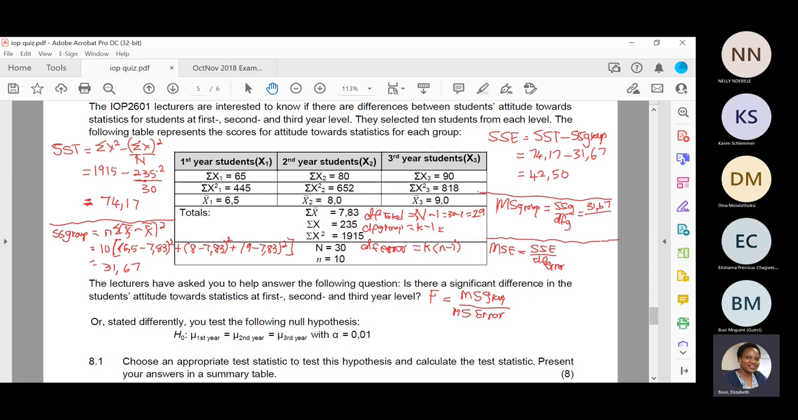Okay, so let's get to the groups. How many groups do we have? There are three groups. And three minus one makes it equal to two. So it means this value divided by two. And that will be.